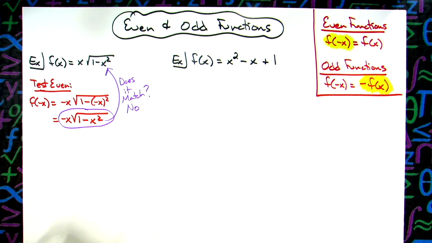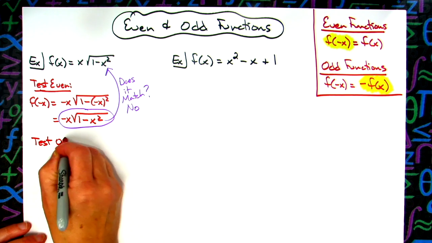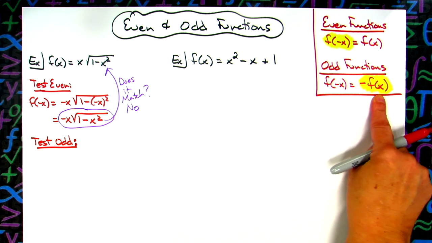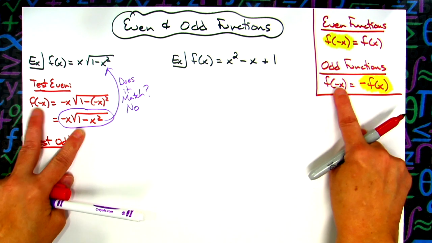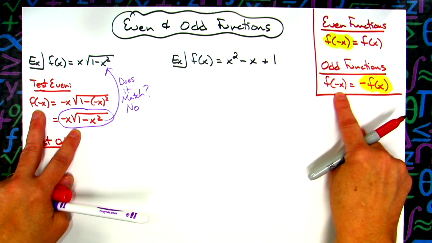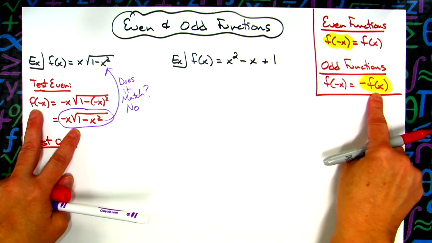So now I'm going to test for odd. We'll test for odd right underneath that. The reason I say you only have to memorize the second part is because you've already done the first part of this formula. You have taken negative x and plugged it into the function when we were testing for even. So really, you just have to memorize this part.